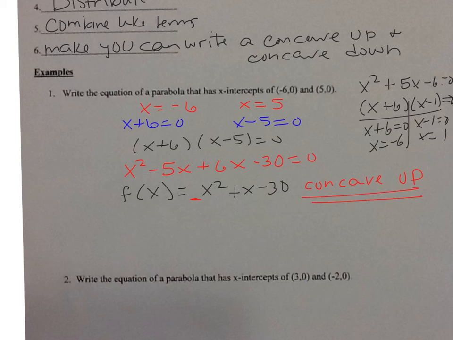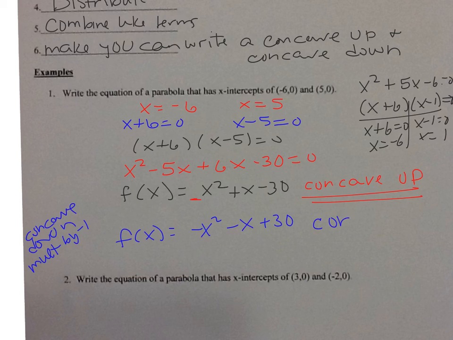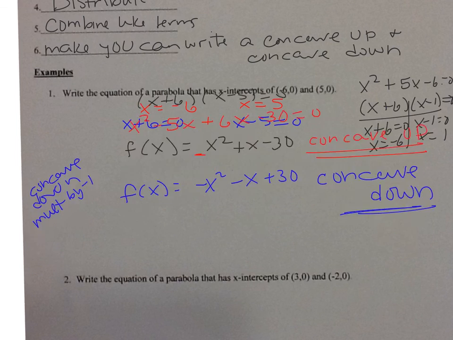So now I want to also be able to write this concave down. So in order to write it concave down, I have to multiply everything by -1. So I get f of x is equal to negative, so it just changes sign, -x squared minus x plus 30. And this is concave down. Okay, so let's try another one.